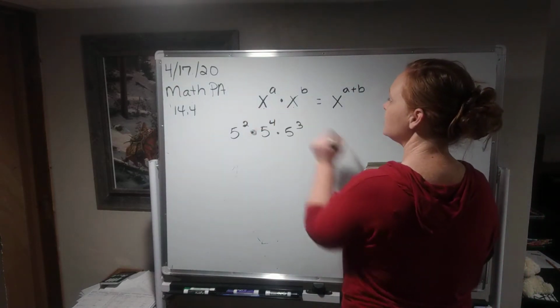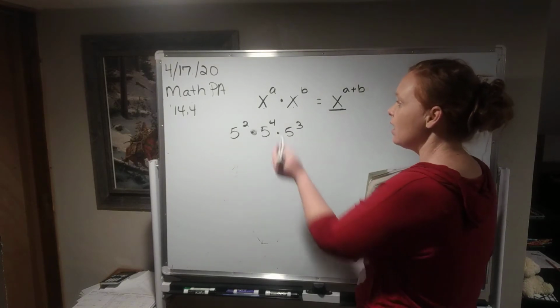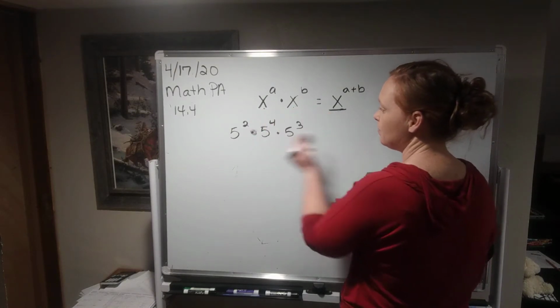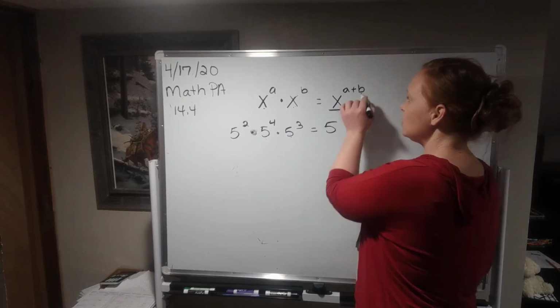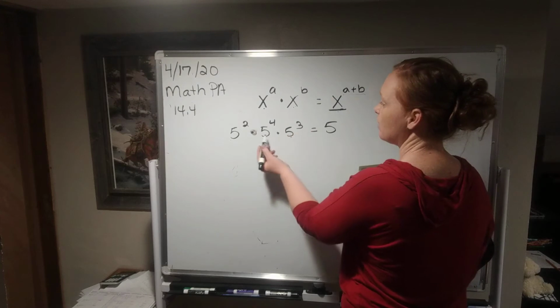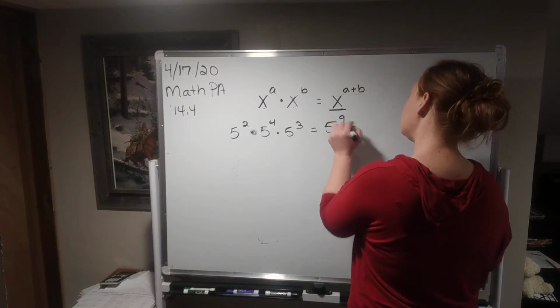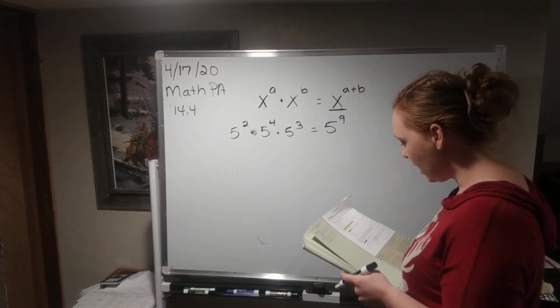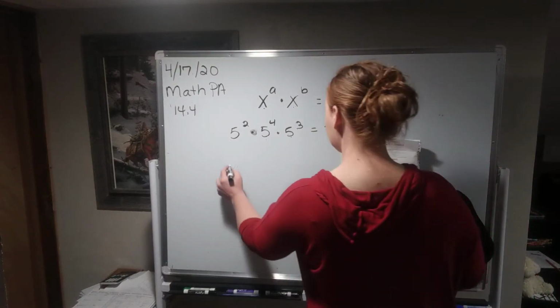If the bases are the same, I keep the base. I'm not going 5 times 5 times 5. I'm keeping the base the same. So my base in my answer will be 5, and I need to add those exponents together. So 4, 5, 6, 7, 8, 9. So 5 to the 9th power would be my answer. Okay. Let's look at the next one.